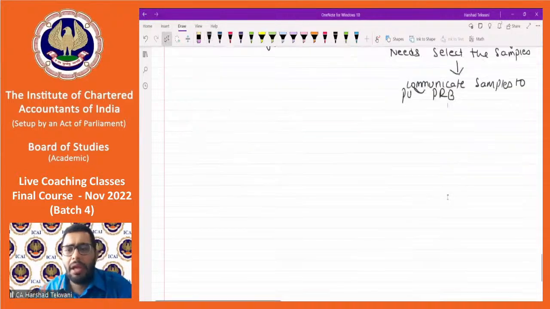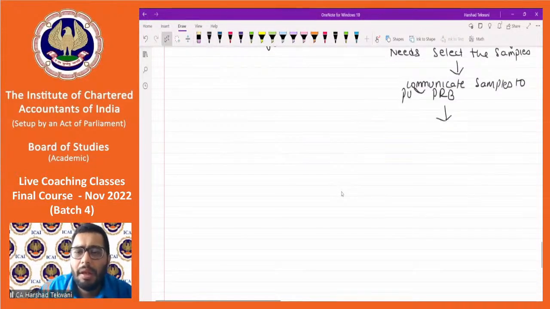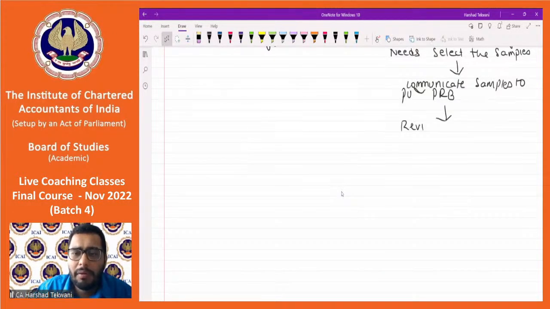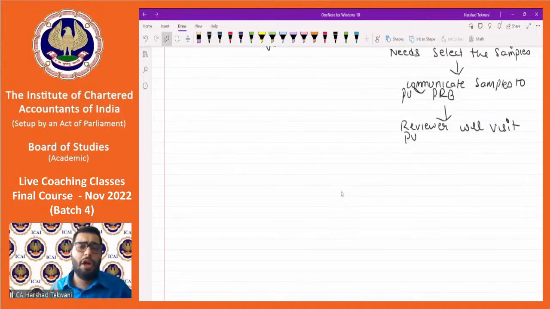Okay. Then what he will do is, generally, before the start of the execution, the reviewer will visit the practice unit and meet the owner or the partners over there. Okay, he will discuss how you work, he will understand. Remember in audit, there is a step of the audit where we understand the entity and its environment.